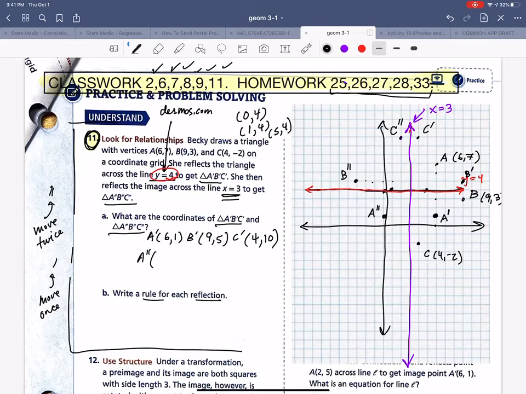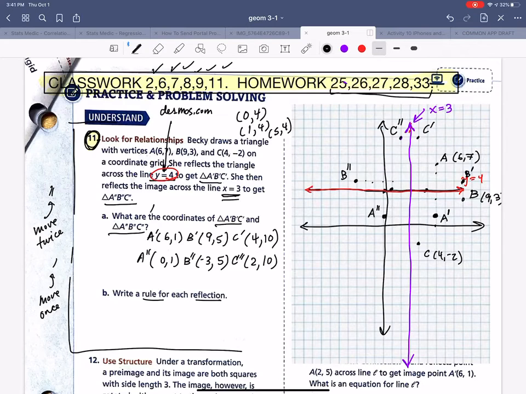We're going to just read these. So A double prime is at 0, 1. B double prime is at negative 3, 5. C double prime is at 2, 10.